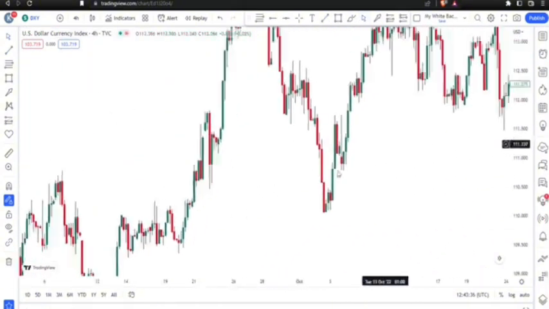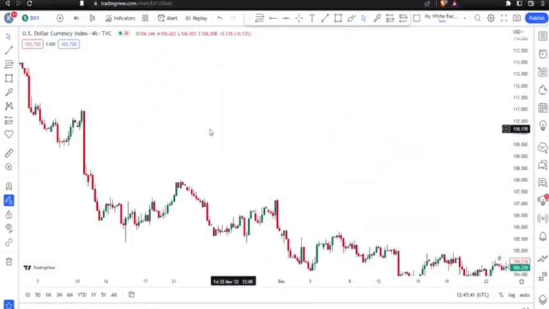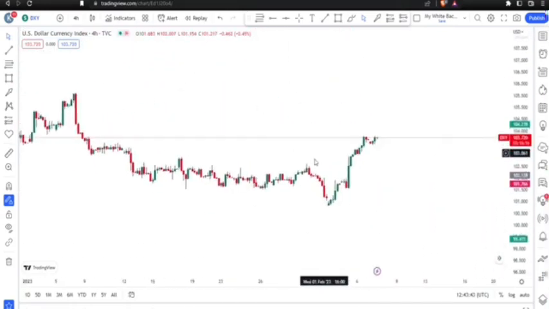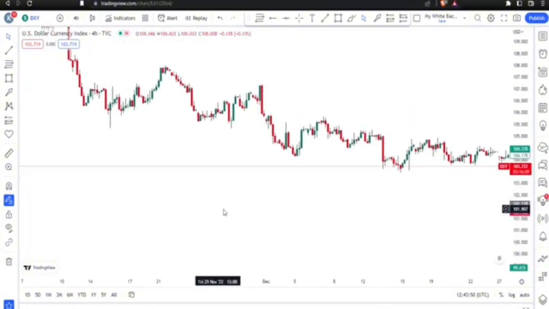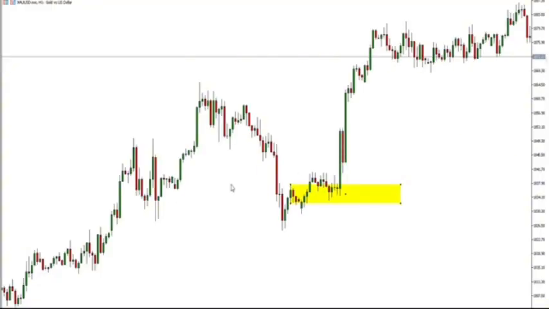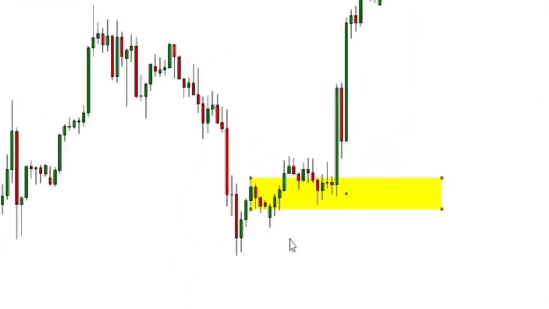I've also made a video on how to use a breaker block. This is a mitigation block, so we don't want to force our opinion on it. So let's check another one if we can find it. And if we cannot find them, let me go to my MT5, and then we're going to find another one right there. Okay, this is my MT5 and this is gold, and you can see another one right here. I'm going to show you how I take trades with this.